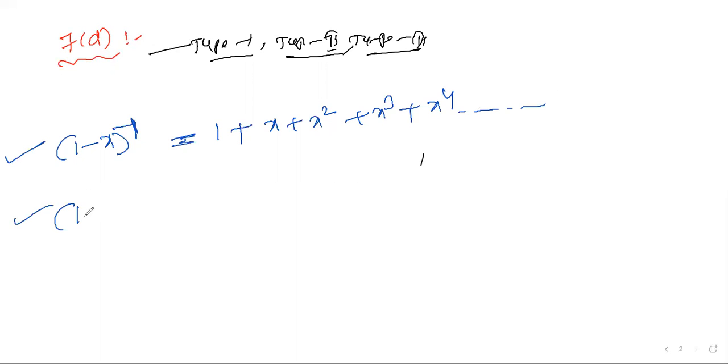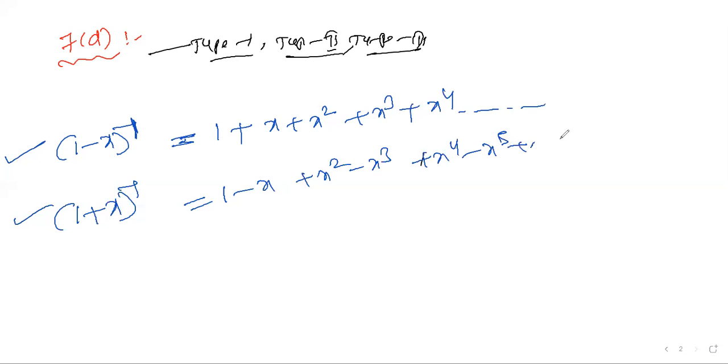Next, 1 plus x whole inverse. This is 1 minus x whole inverse, and 1 plus x whole inverse. If both are the same, you'll get positive answers. If it is plus and minus, you'll get alternate minus signs: 1 minus x plus x square minus x cube plus x power 4 minus x power 5, and so on. The expansion should be like this.